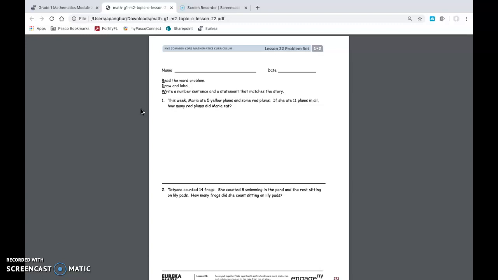So you're going to read the word problem. That's Lena and Jackson arguing, by the way. Sorry about that. You're going to read the word problem, draw and label, and then write the number sentence.